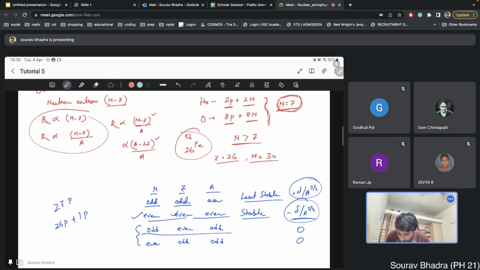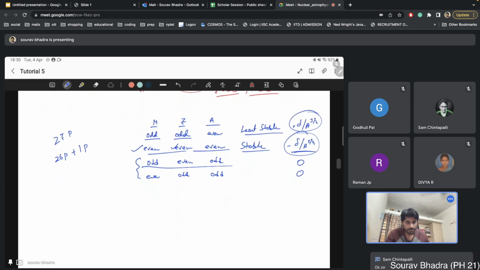So the pairing term, BP, this is mentioned. Yes, I will look into it. I will tell you next class, or if possible, at the end of today's class. I will go through a small section of a particular book. Okay. Now coming to the shell model.